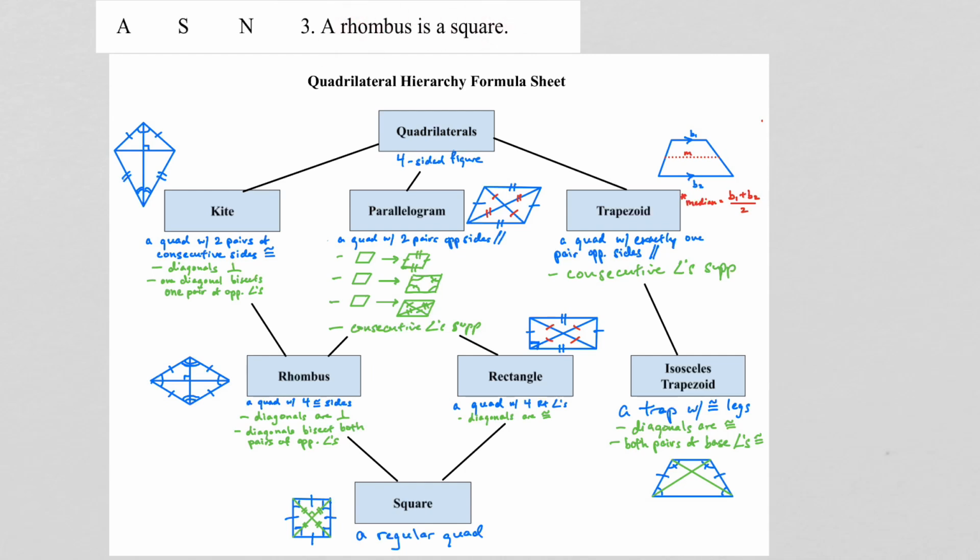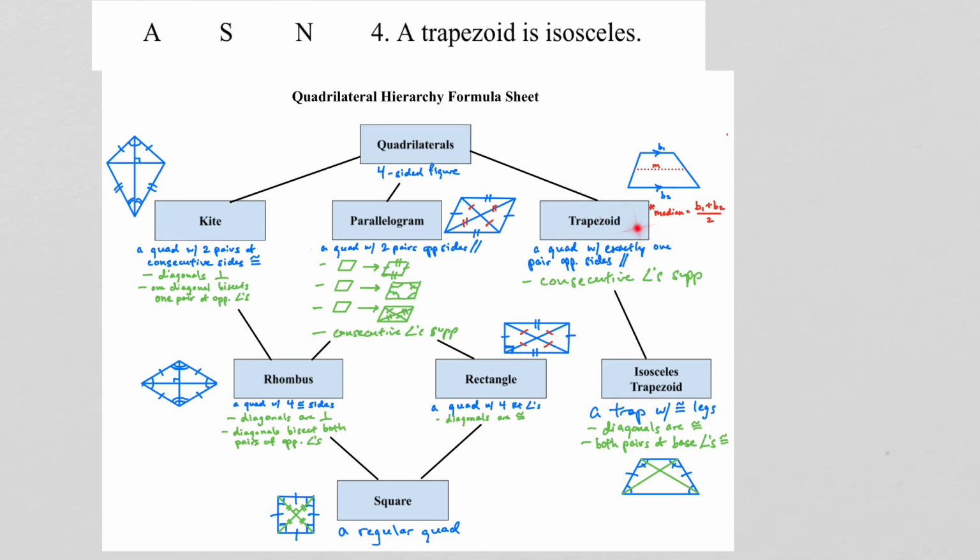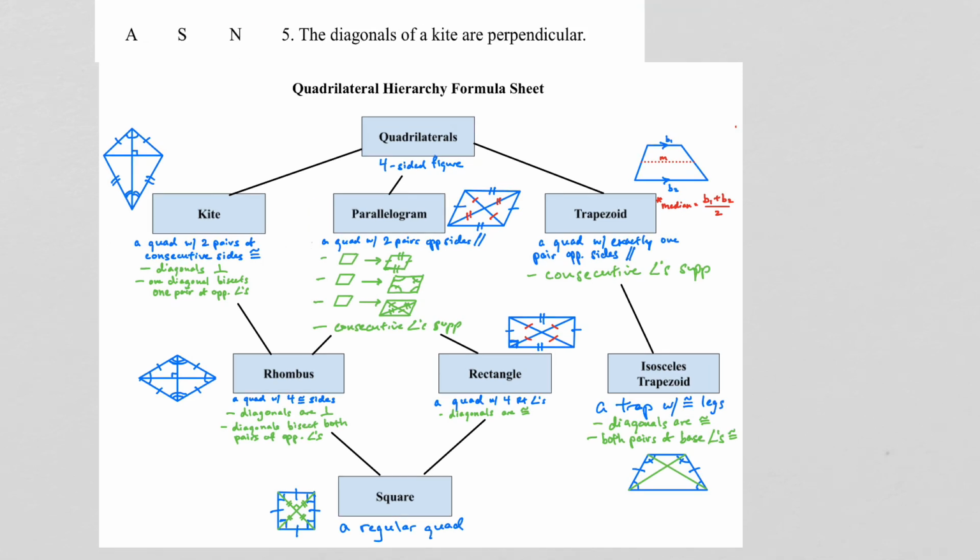Okay, a rhombus is a square. To get from a rhombus to a square, we go downward. And because we're going downward, this is a sometimes. A trapezoid is isosceles. Well, we're going downward, so some trapezoids are isosceles. So this is a sometimes. The diagonals of a kite are perpendicular. Well, that's one of the properties of it, so they have to be. So that's always.